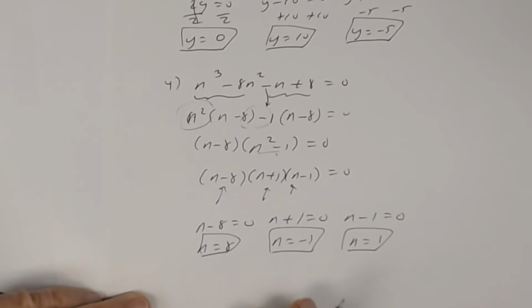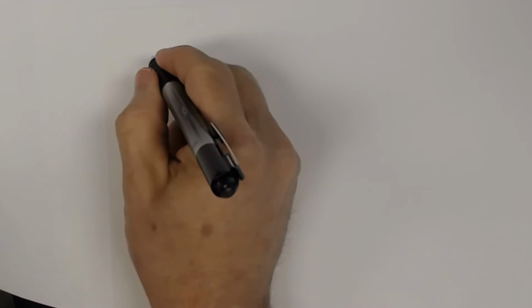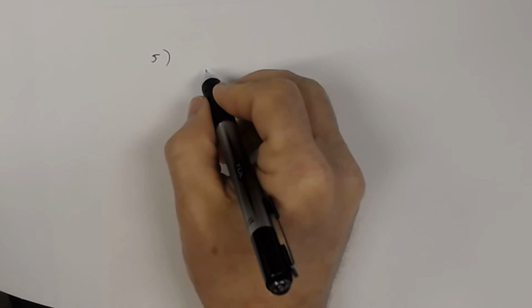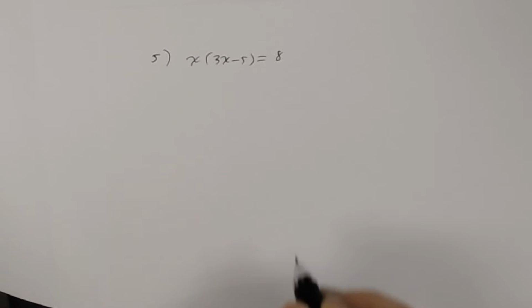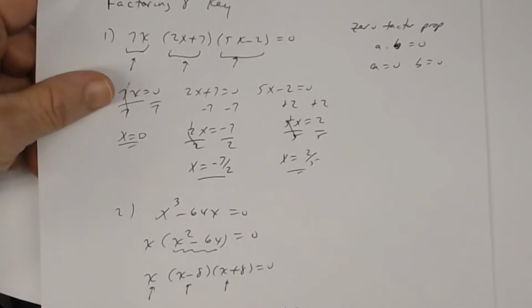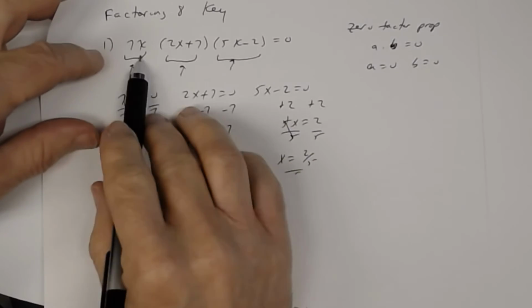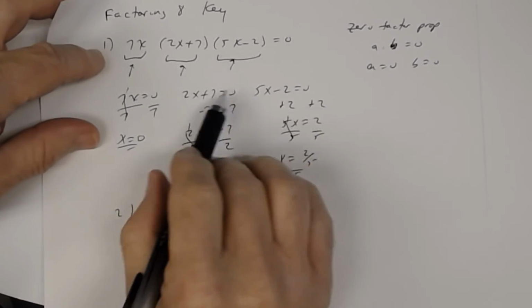Okay? Number 5, we have x times 3x minus 5 equals 8. All right, now that's going to be a little bit challenging for some people, because what they want to do is they're so used to doing this. Watch. If we go back to number 1, they're so used to taking these three factors and setting it equal to 0.